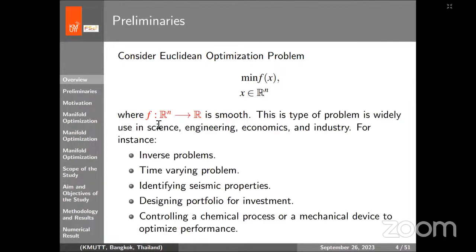Now, these types of problems normally come up in various fields, like in sciences, engineering, economics, and industry. Take, for instance, inverse problems, which normally come up in signal processing and image processing problems. They also come up in time-varying optimization problems involving robotic arms. We also have this form of problem in identifying seismic properties, and in designing a portfolio of an investment.